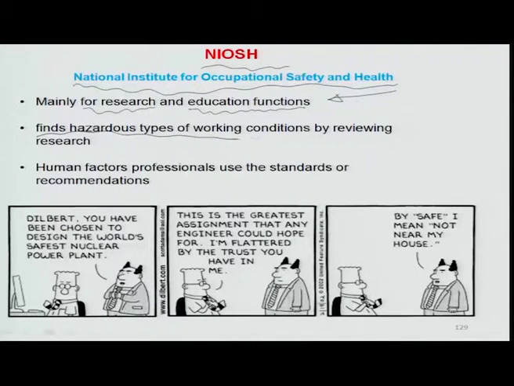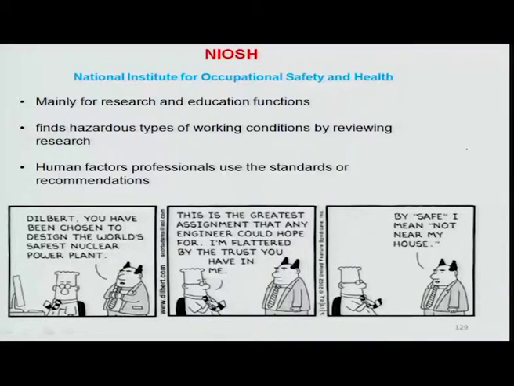Such an institute, which is working in close collaboration with organizations like OSHA, typically finds hazardous types of working conditions by certain scientific methods, reviewing the systems which are in place and doing some research, so that such hazardous types can come out very clearly on the basis of certain parameters which have been laid out, okay, and then this also helps in improving the norms or the legal standards which have been set up by organizations like OSHA.